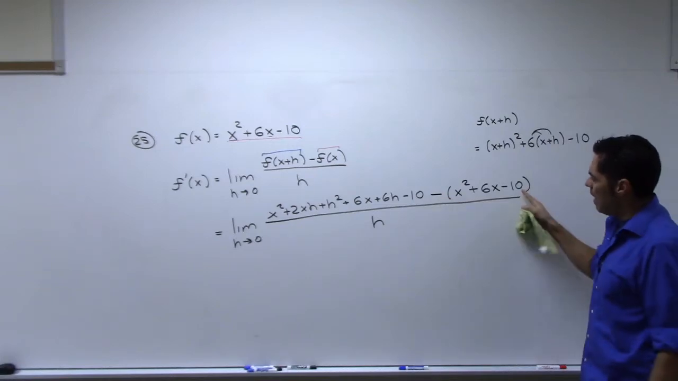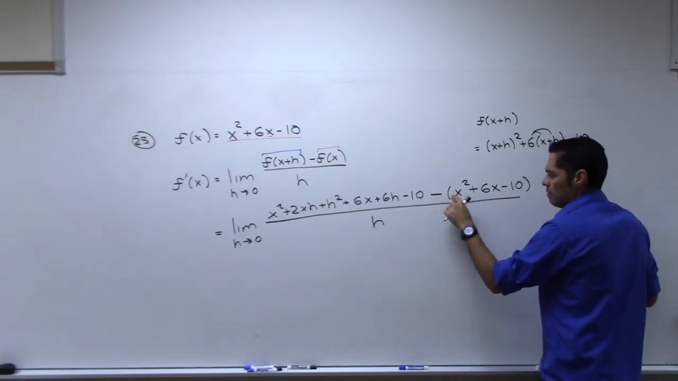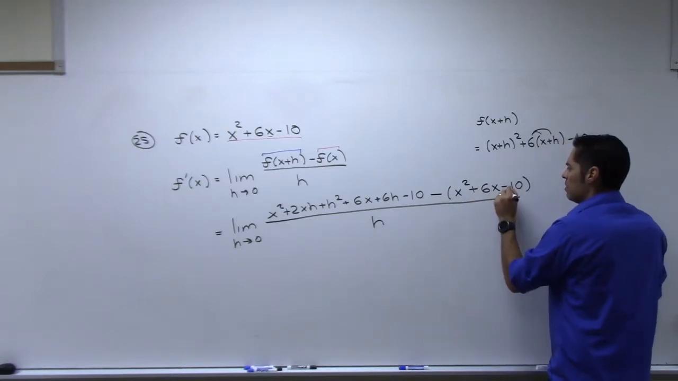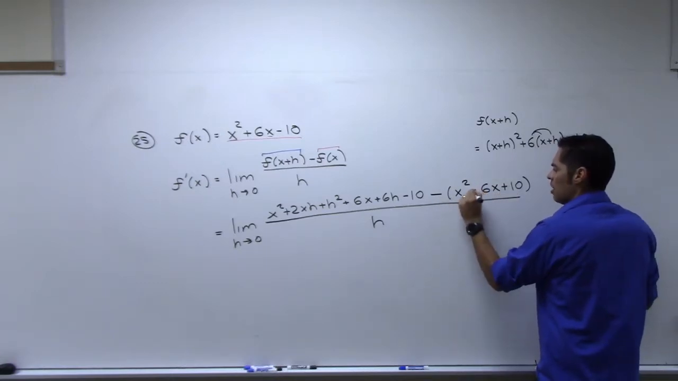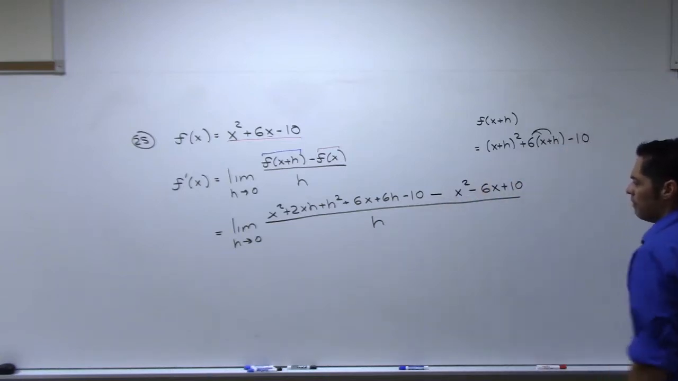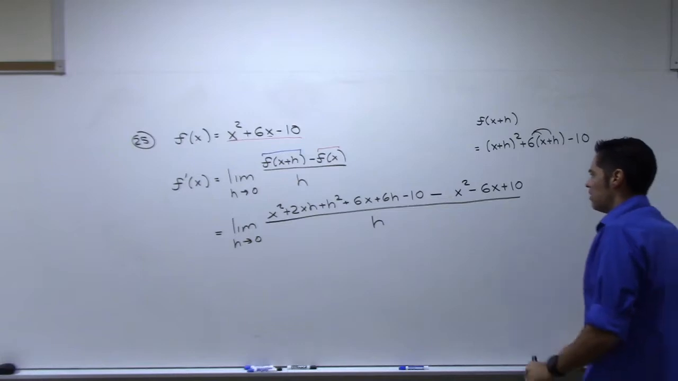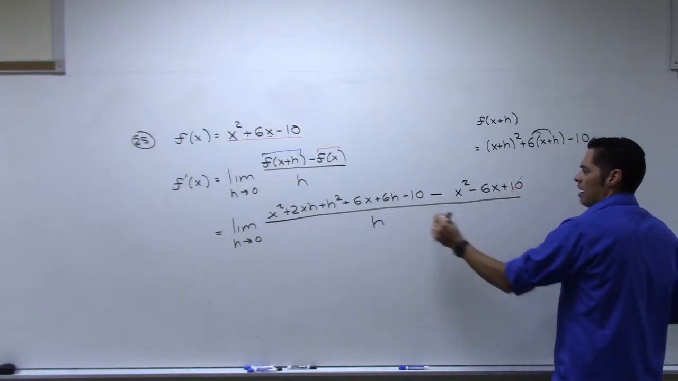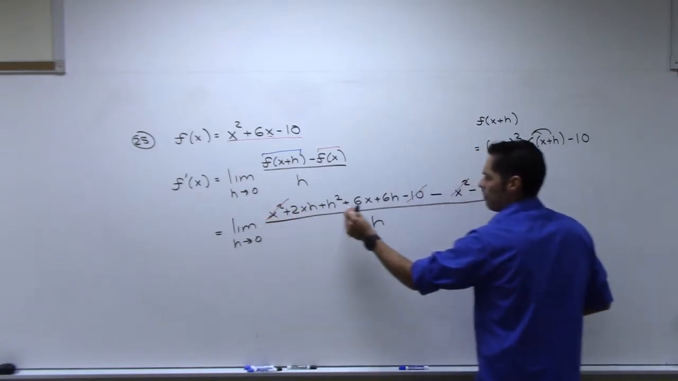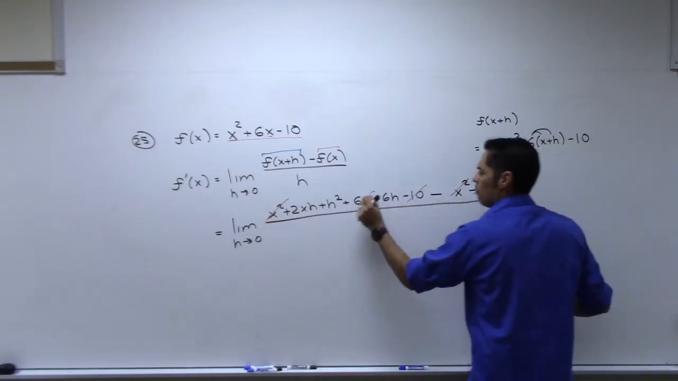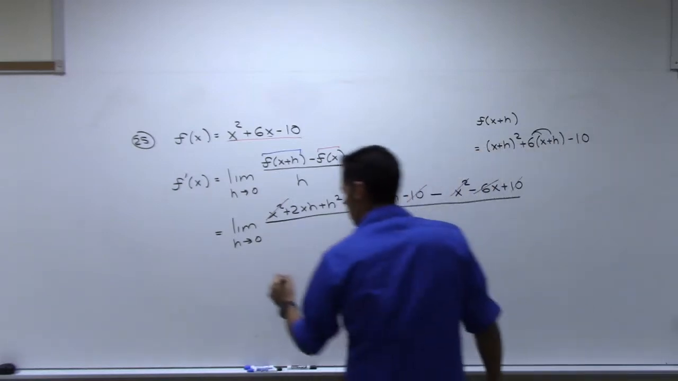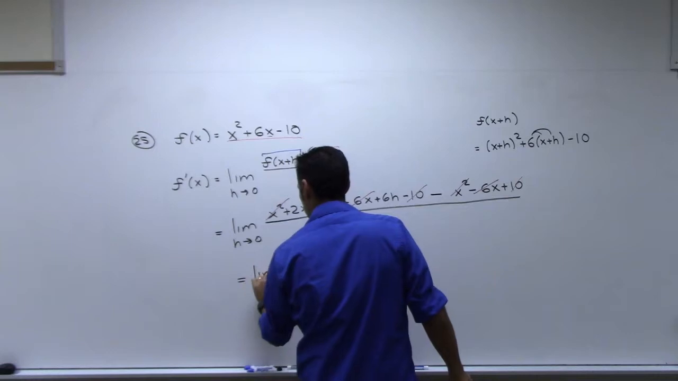So the minus needs to pass through. Minus this, then this will be minus the 6x, and then minus minus is plus. So that changes to a plus, that changes to a minus, this is a minus. So I've dropped my parentheses by distributing. And now I get my real nice cancellation. I should get everything to go away that doesn't have an h in it. Right there. So everything that's left has an h.